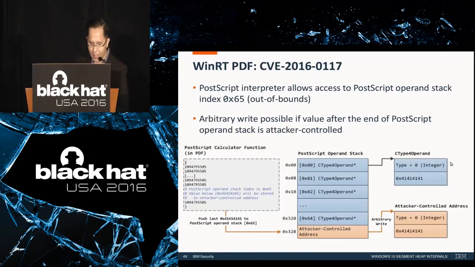Now for the vulnerability, the issue is that the PostScript interpreter fails to properly validate if the PostScript operand index is already past the end of the PostScript operand stack, wherein it allows the PostScript calculator function to push a value to invalid index 65 of the PostScript operand stack. Now, if an attacker is able to implant an attacker-controlled address right after the PostScript operand stack here, the attacker can perform a memory write operation to the attacker-controlled address, thereby getting an arbitrary write.